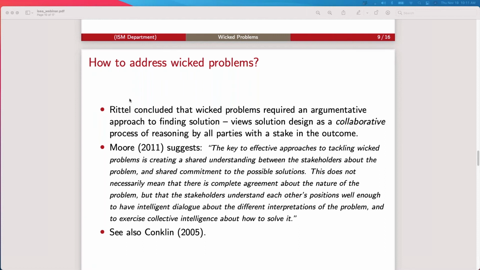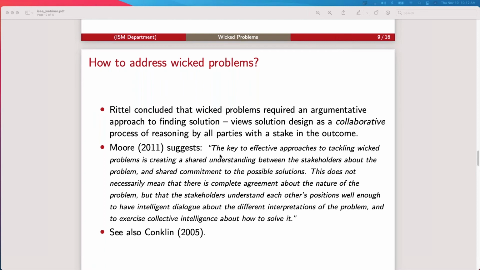Notice the similarities to statistical engineering in terms of the recommendation for addressing these problems. Rittel concluded that wicked problems require an argumentative approach to finding solutions, and views solution as a collaborative process. It is a collaborative process, and it must be. Moore in 2011 suggests the key to effective approaches to tackling wicked problems is creating a shared understanding between the stakeholders about the problem and shared commitment to the possible solutions.